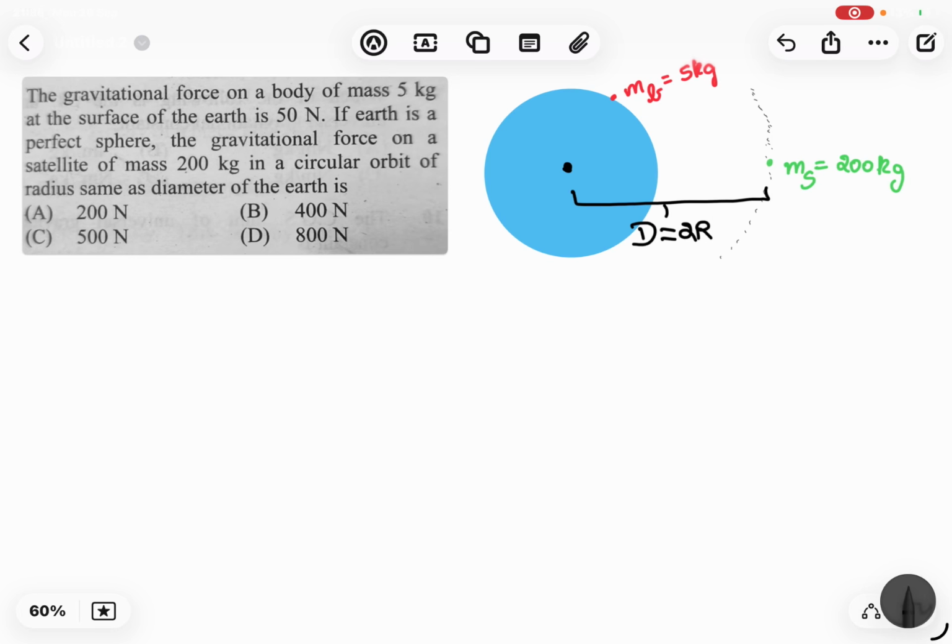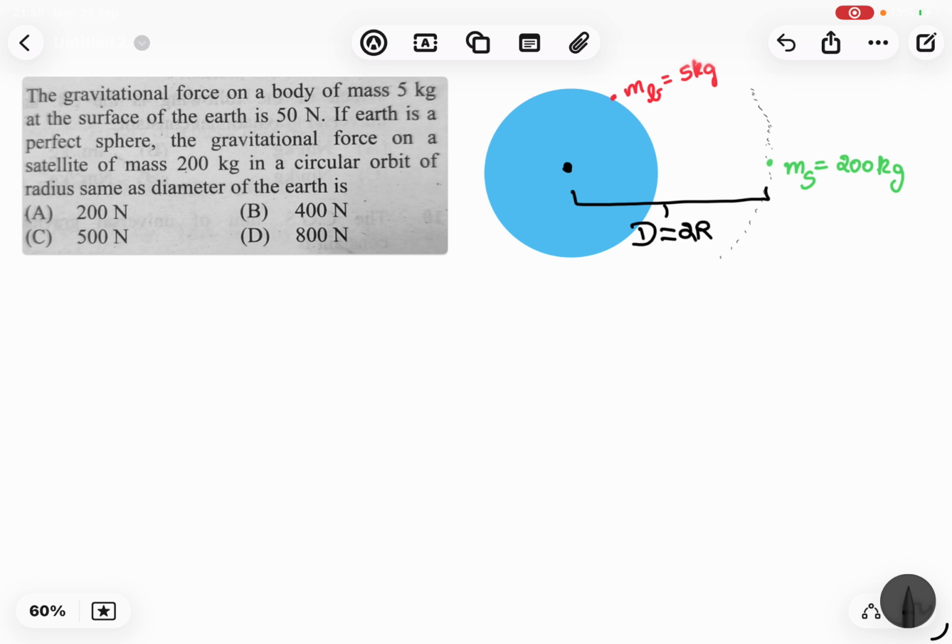Hello everyone. We've been given a question where we have two masses, one on the surface of the body and the other a satellite, which is orbiting at a distance of twice the radius, where the radius is given as the radius of the Earth. So we take it as 2r, and we need to find the gravitational force between the Earth and the satellite.